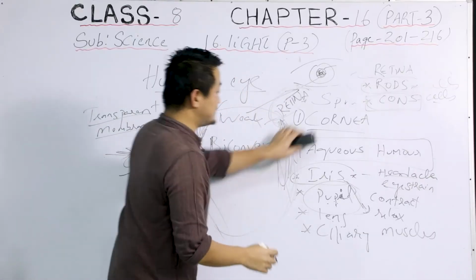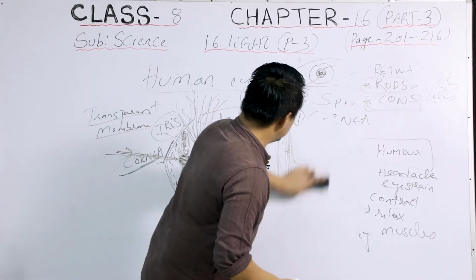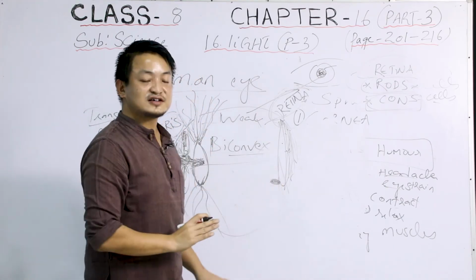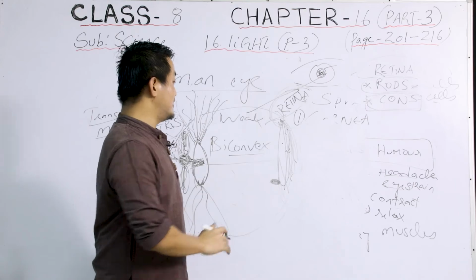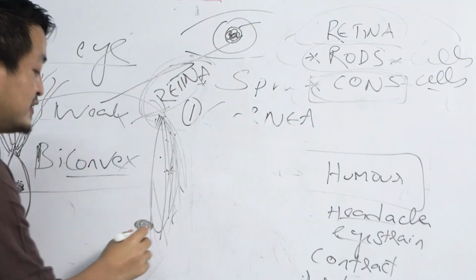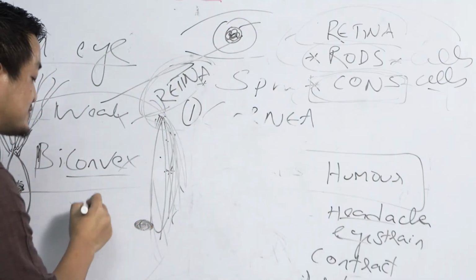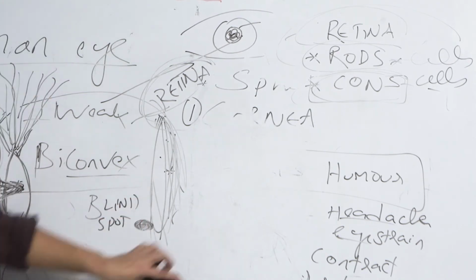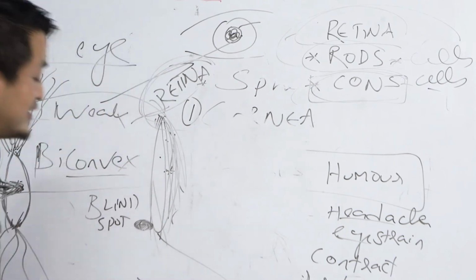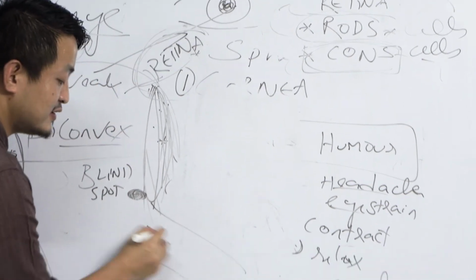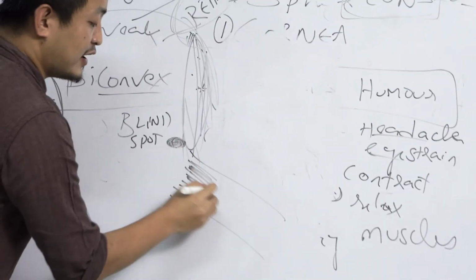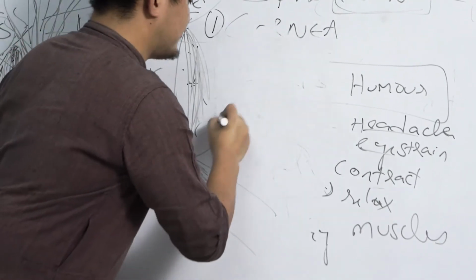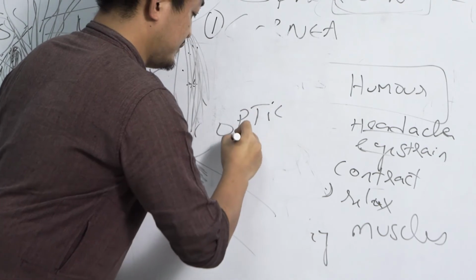Now we have a blind spot here. This is like the junction. Now there is no image formed in this blind spot. This is a blind spot. Now in this junction we'll see millions of fibers, millions of tissues here, and that is known as the optic fiber.